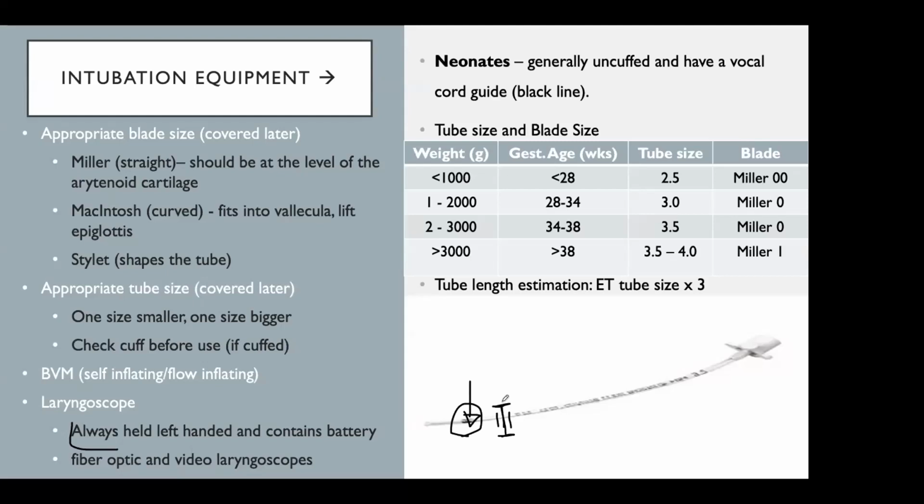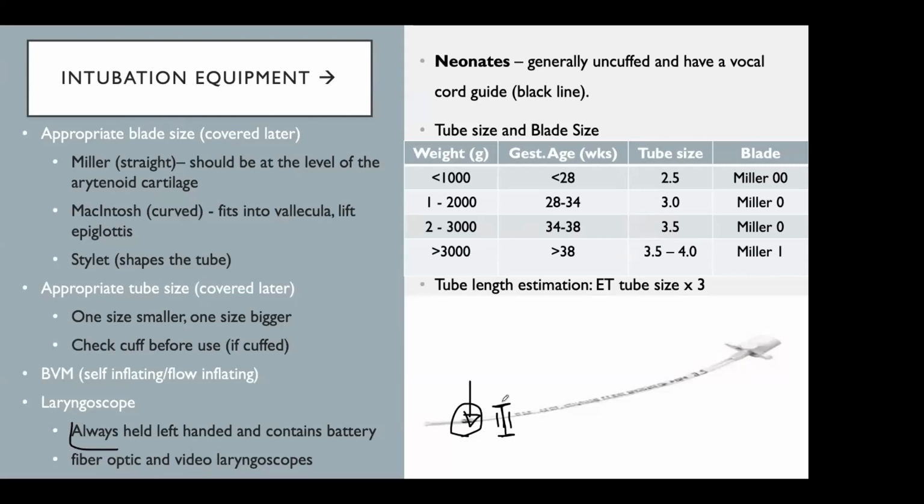So tube size and blade size. Weight based: less than 1,000 grams or less than 28 weeks, we'll use a 2.5 with a Miller of 00. Greater than 3, we're going to use a Miller 1, for instance. Pick your blade based off however you best intubate. Miller blade is pretty common with neonates, however. And that goes up from a tube size of 2.5 to 4.